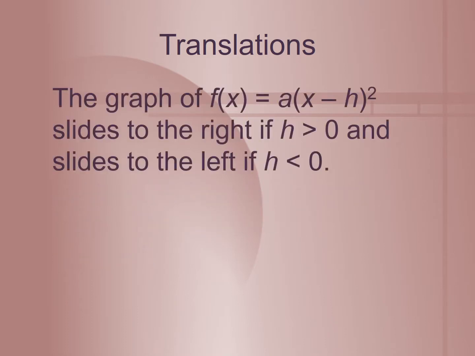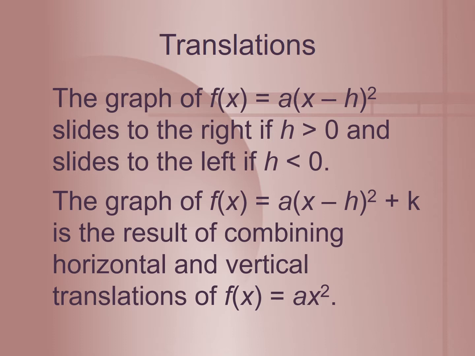So if you have the graph of f of x equals a times x minus h squared, so again, the h is being subtracted before it's being squared. So one more time, the h has to be subtracted before squared. So if you have this graph in this form, it's going to go right if h is greater than 0, and it's going to go left if h is less than 0. Only if it's being subtracted from x.